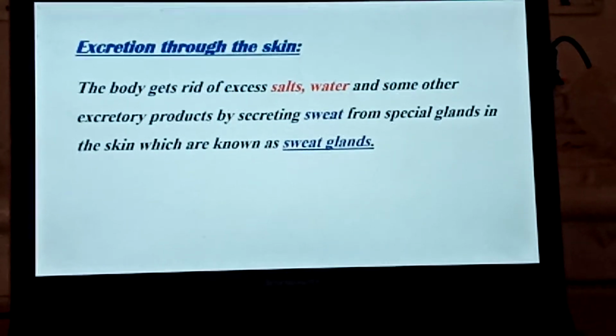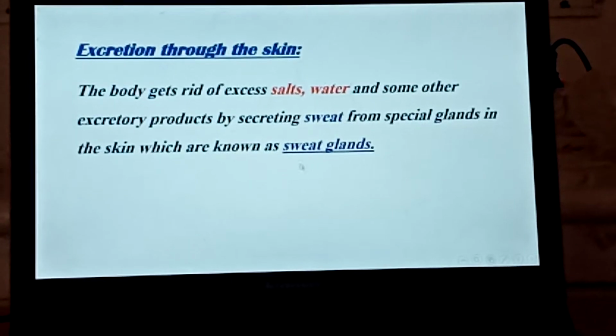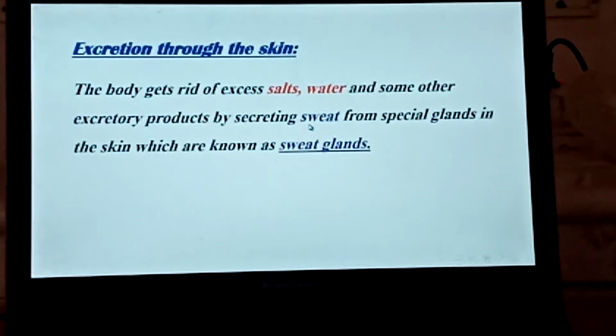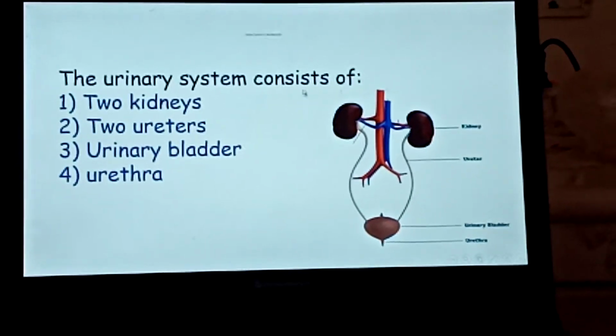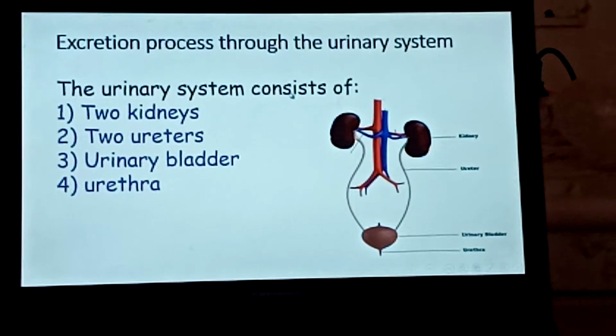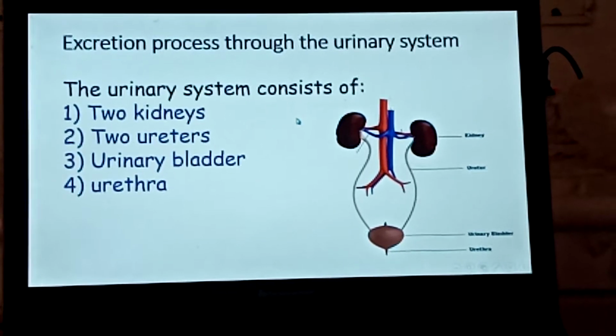Under your skin, there are some glands which are called sweat glands, which help us to secrete sweat, which is formed from excess salts and water. The urinary system can help us to get rid of excess salts and water and the nitrogenous wastes.